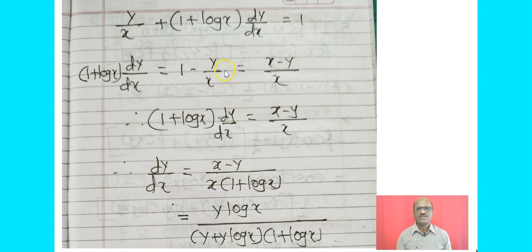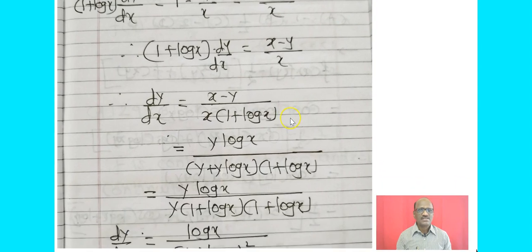It becomes minus. Now simplify this. That is 1 into x, so (x minus y) upon x. But we require dy/dx. Therefore, dy/dx equals (x minus y) upon x times (1 plus log x).